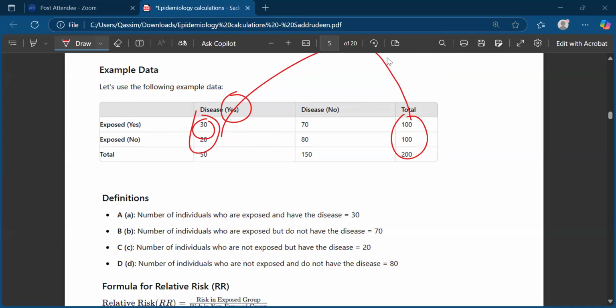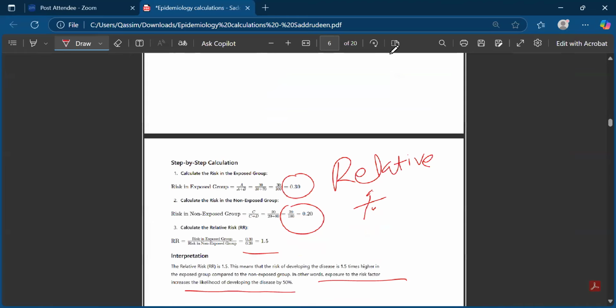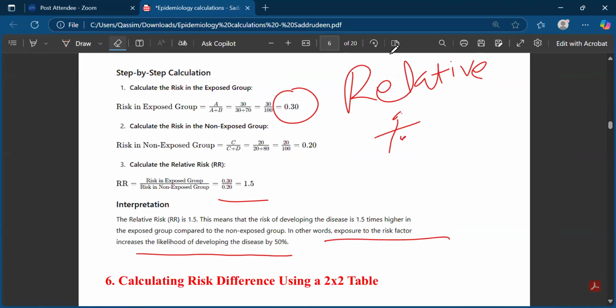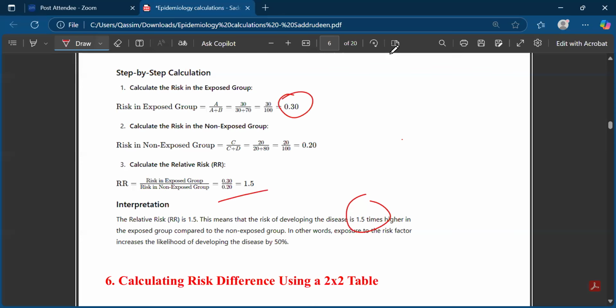And Lukman is asking, why 50%, yet we got 1.5%? No. We did not get 1.5%. We got 1.5 times more. Let me erase everything. Let me just make things easy here. We got 1.5 times higher. And you understand how the 1.5 has come about. So it means we've taken the risk in the exposed, which is 0.30, and the risk in the unexposed, 0.20, and we've divided. It means you're 1.5 times more likely to get the disease if you smoke than someone who has not smoked.